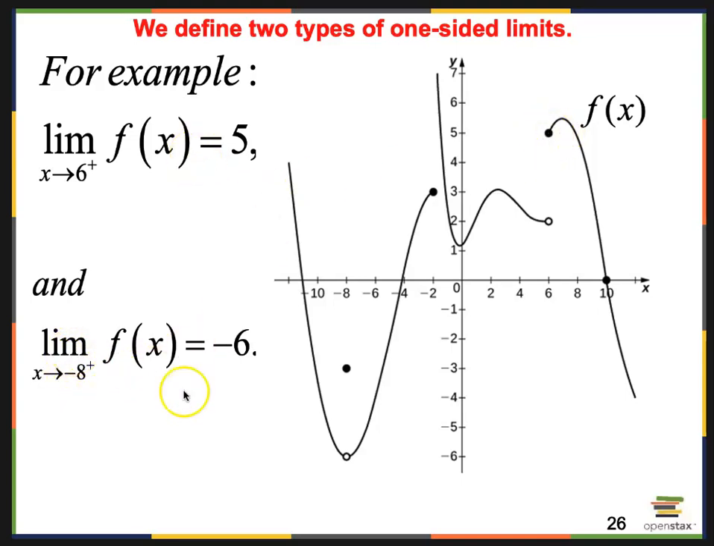All right, what about approaching -8 from the right? So let's go to -8 from the right. So I'm coming from the right, and it is still -6. So the limit of the function value is -6 as x approaches -8 from the right.